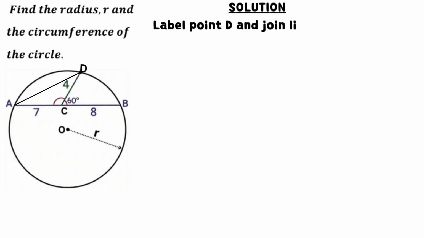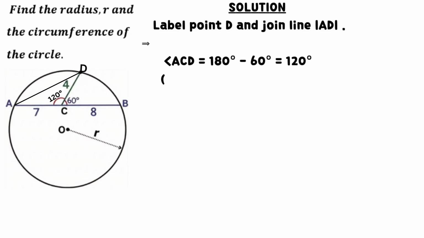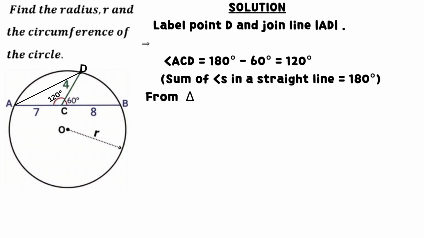Solution. Label point D and join line AD. This implies that angle ACD equals 180 degrees minus 60 degrees, which equals 120 degrees. It is because the sum of angles in a straight line equals 180 degrees.